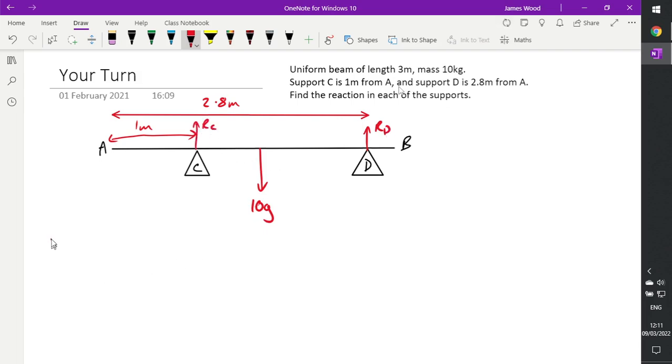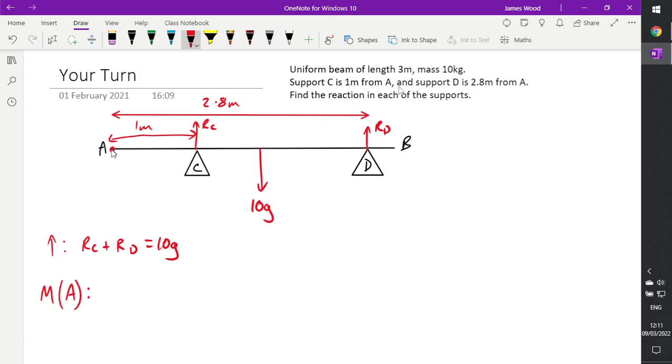Okay. Now the first thing to do is to resolve up and down. So we can say that RC plus RD must be 10g. You don't have to do this step, because you could do moments about two different points and solve them simultaneously. But this is always an easy equation to form. Now let's do moments about a point. I'm going to do moments about A, I think. I'll do it a different way in a minute as well.